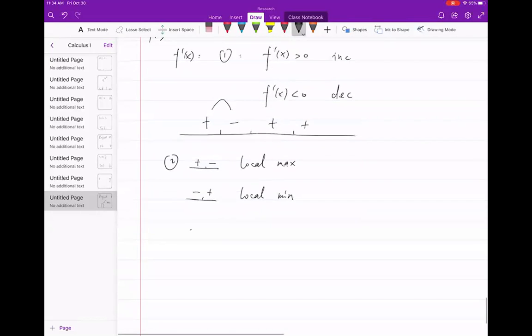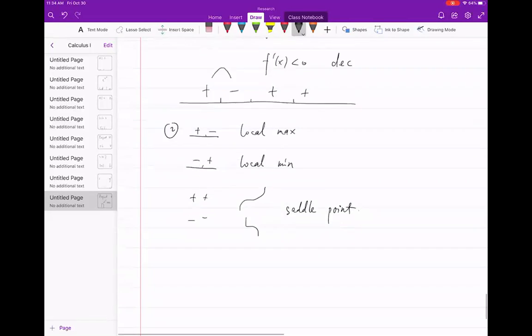If it's positive, positive, negative, negative, that means we have something like this, something like that. We call it a saddle point. Okay, that's all the info we got from first derivative: increasing, decreasing, and the side product, maximum and minimum, or saddle point.